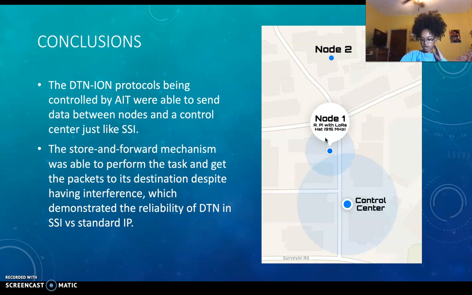In conclusion, we got the DTN protocols and the AIT to send messages, or send data, between the nodes and a control center like SSI. Even though there was interference, the store-and-forward mechanism of DTN showed that packets can be sent without being lost, and this shows why DTN is reliable in SSI when compared to IP.